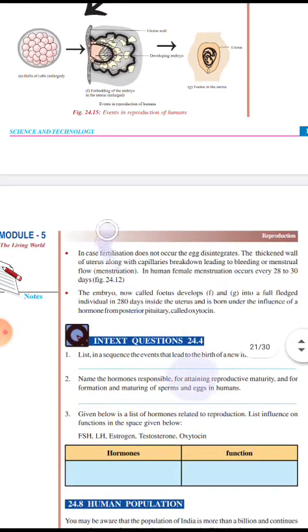So this is what I explained above. The embryo, when it grows up, is called a fetus, and in 280 days it grows into a full-fledged baby, an individual. Finally it is born under the influence of a hormone from the posterior pituitary. The hormone is called oxytocin. So oxytocin helps the baby to be born from the uterus.